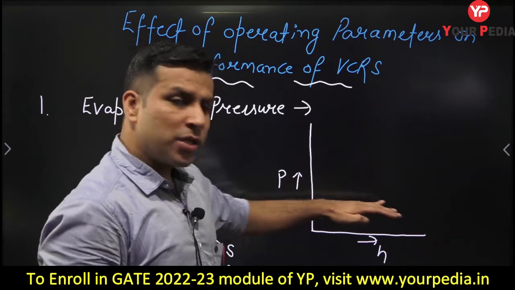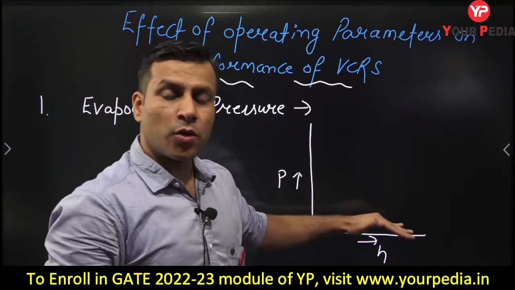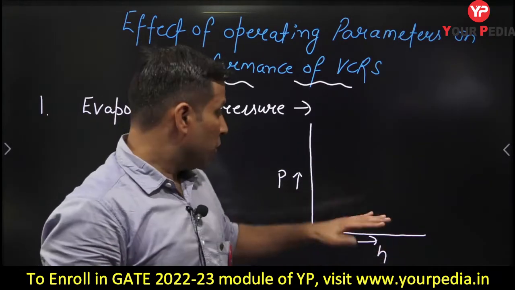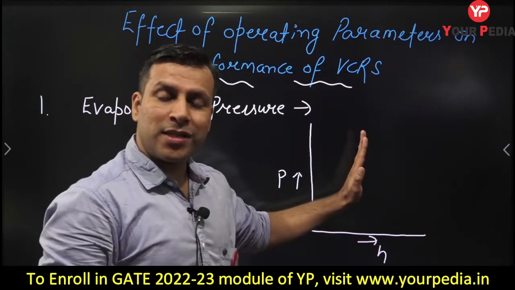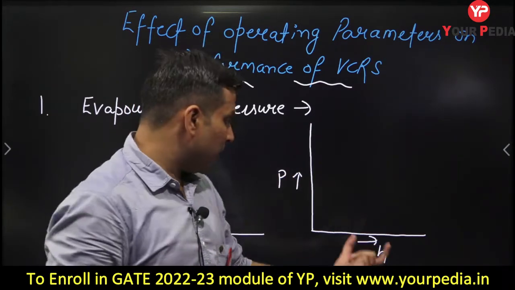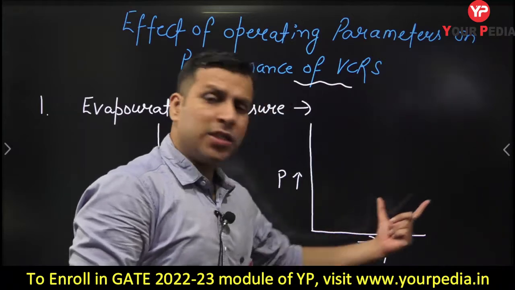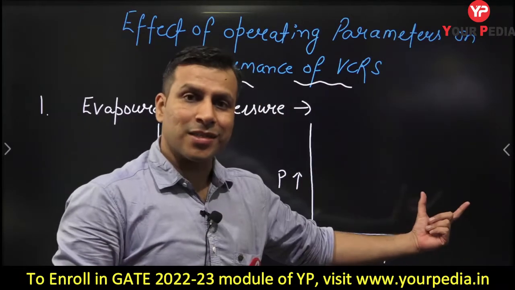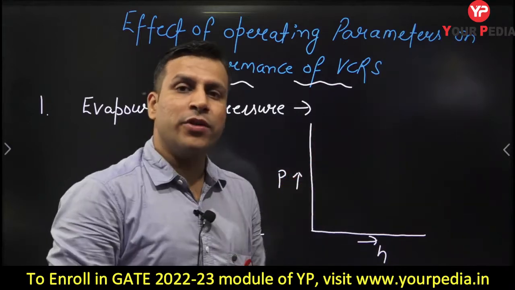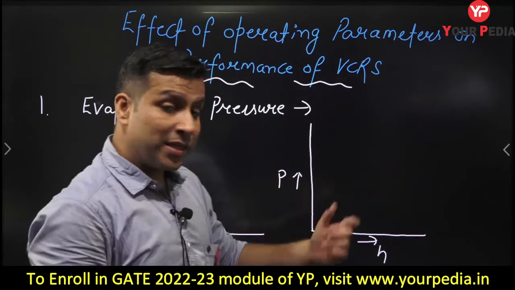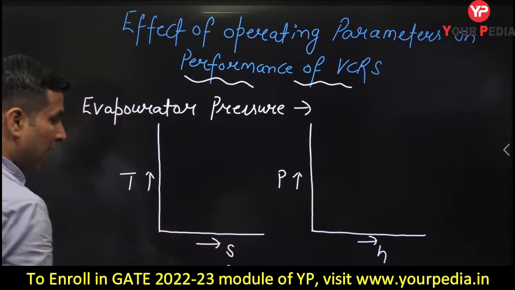Two processes are constant pressure processes, and one process is isenthalpic in VCRS. It is very easy to find the refrigeration effect, as you only need to take the change in enthalpy, and that change in enthalpy you can easily get from this x-axis. That's why most of the time we draw the pH diagram for the VCRS cycle, which is famously known as the pressure enthalpy diagram. This is the TS diagram.